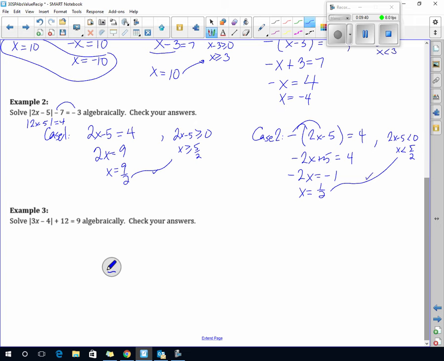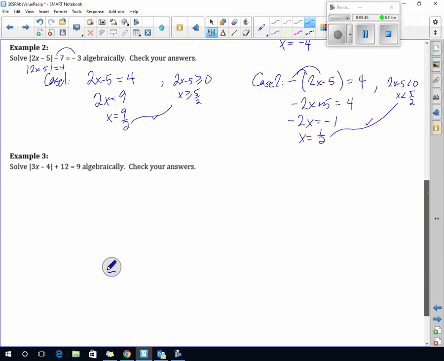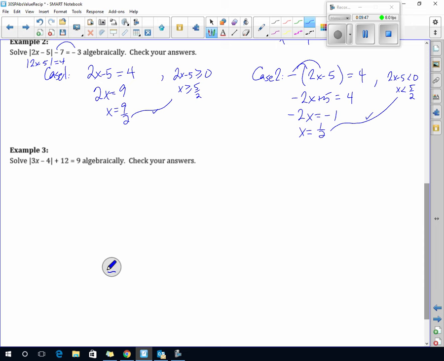Isolate this absolute value, so we got to move the 12 over, so we get absolute value of 3x minus 4 is equal to negative 3. Yes? Okay, now we're going to do case 1. That would be 3x minus 4 equals negative 3. And that's when 3x minus 4 is greater than or equal to 0. Everybody see where I'm getting this from? The red blob, yeah. So move the 4 over, divide by 3, we get x is greater than or equal to 4 over 3.